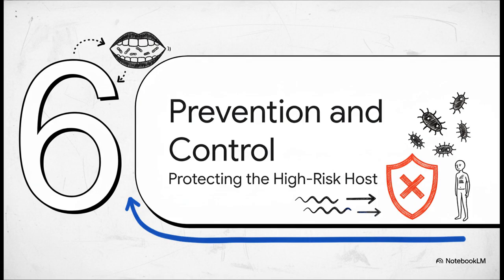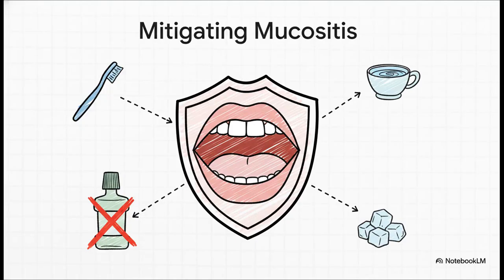And finally, let's talk about the best strategy of all, prevention. Section 6, Prevention and Control, which is all about protecting that high-risk host. Because the infection comes from the patient's own oral flora, prevention isn't about isolation. It's all about protecting that mucosal barrier. The cornerstone here is a structured oral care protocol: gentle brushing, frequent saline rinses, and avoiding any harsh alcohol-based mouthwashes. In some cases, oral cryotherapy, just using ice chips, can also really help. The entire goal is just to maintain that barrier.